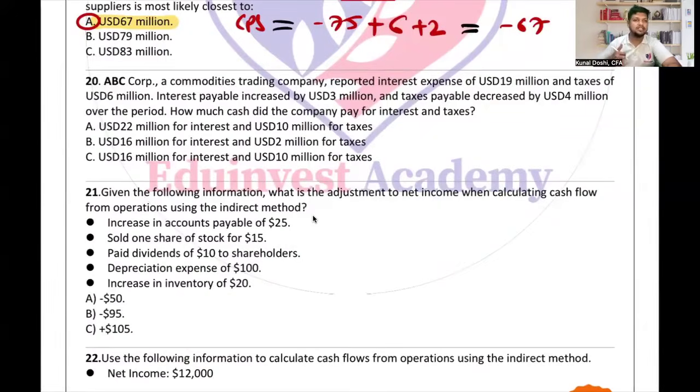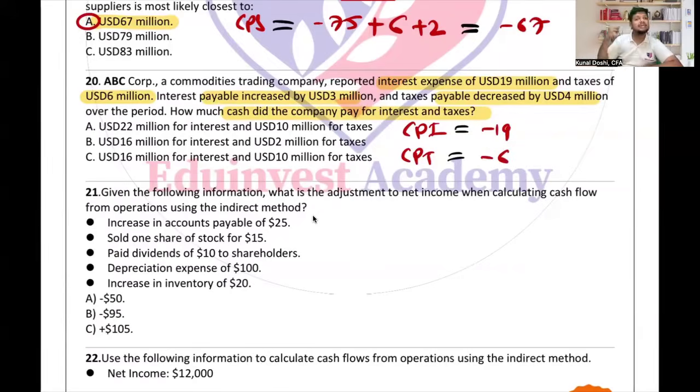ABC Corp. Everyone with me? Check, check, check, check. Out here? Yes. See, ABC Corp, a commodities trading company, reported interest expense of 19 million and taxes of 6. Interest payable increased by 3, taxes payable decreased by 4. How much cash did the company pay for interest and tax? Very interesting. This is cash paid for interest, cash paid for taxes. Now, guys, first of all, I will take the interest expense, that is minus 19, and taxes. How much is taxes? Interest expense was 19 and taxes was -6.